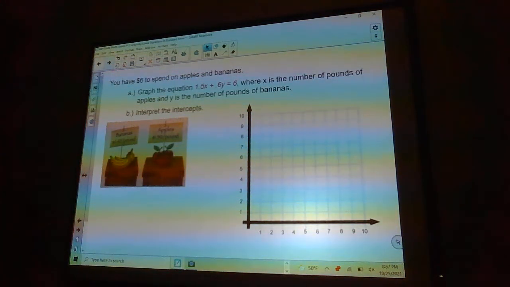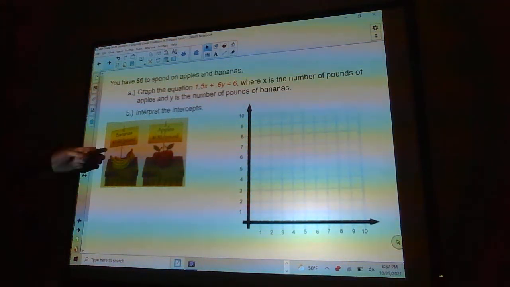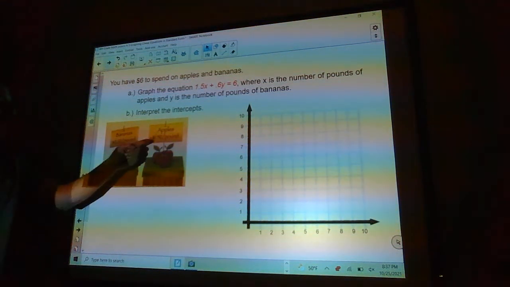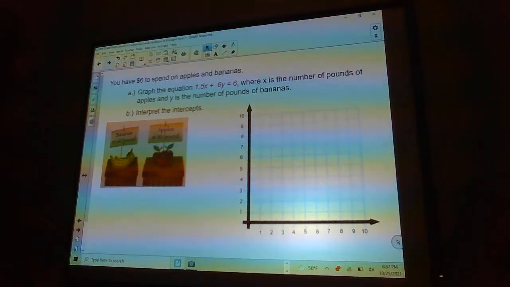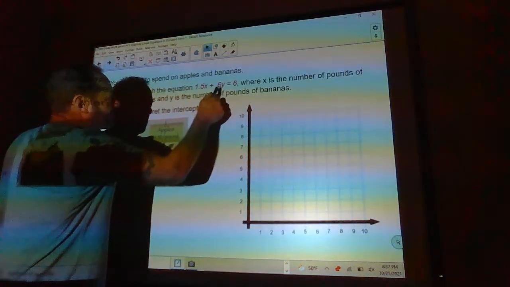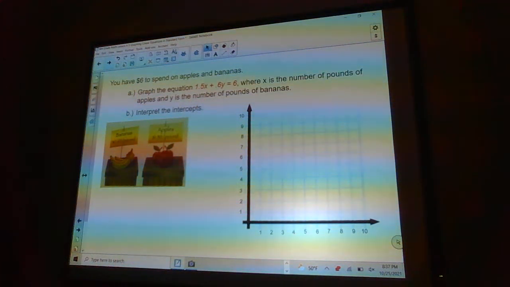Okay, you have $6 to spend on apples and bananas. So I see that bananas are 60 cents a pound, apples are $1.50 a pound. So I get this equation, 1.5x plus 0.6y equals 6, where x is the number of pounds of apples and y is the number of pounds of bananas. So I've got to graph the equation.